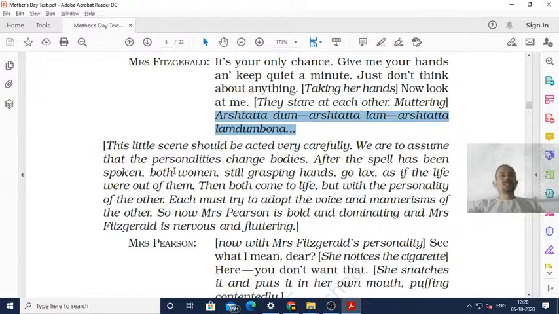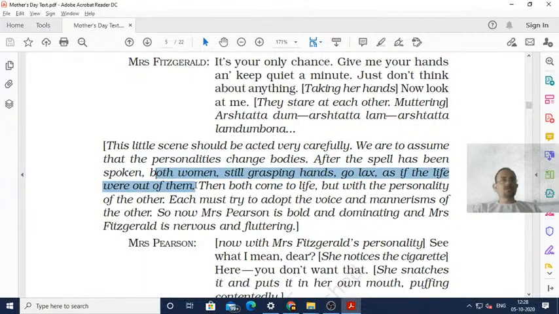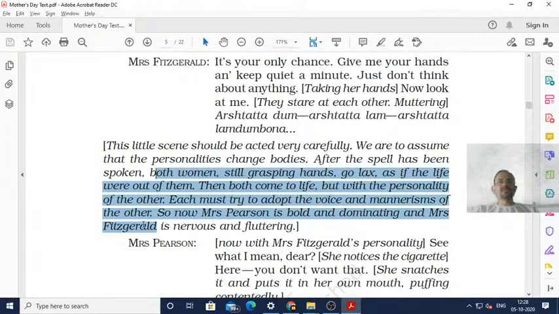This little scene should be acted very carefully. We are to assume that the personalities change bodies after the spell has been spoken. Both women still grasping hands go lax as if the life were out of them. Then both come to life, but with the personality of the other. Each must try to adopt the voice and mannerism of the other. So now Mrs. Pearson is bold and dominating, and Mrs. Fitzgerald is nervous and fluttering.